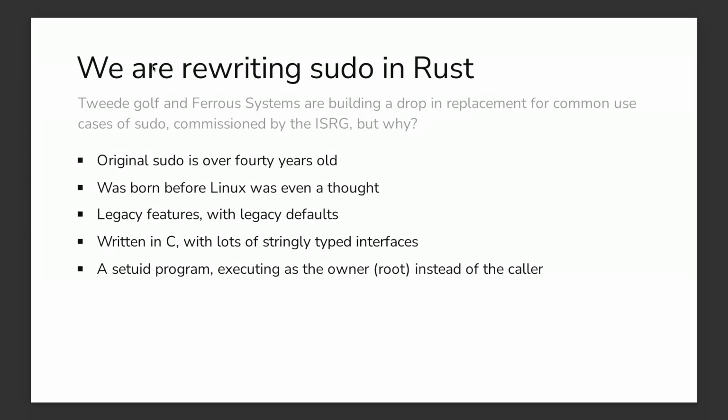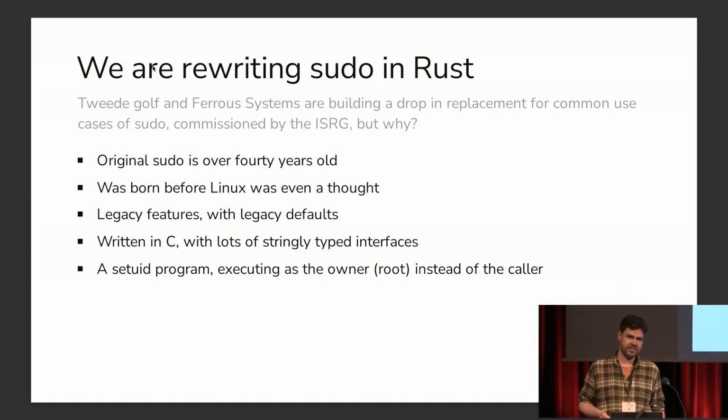The original Sudo implementation is now over 40 years old. It was created at a time when BSD 4 point something, I think, was just around the corner, somewhere in the early 1980s. Linux wasn't even a thought, so there couldn't possibly have been any forethought in how to support Linux because it didn't even exist. It's all legacy, built upon legacy, legacy defaults, legacy features, all kinds of stuff is in there. And of course, all this stuff is written in C with lots of strings all around, stringly typed interfaces, strings everywhere. And of course, we all know how beautiful C strings are.